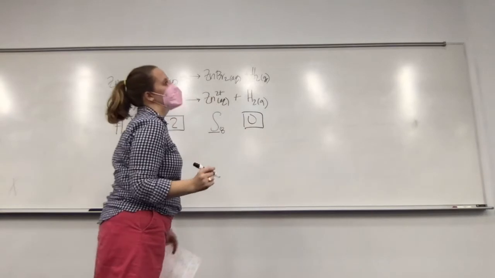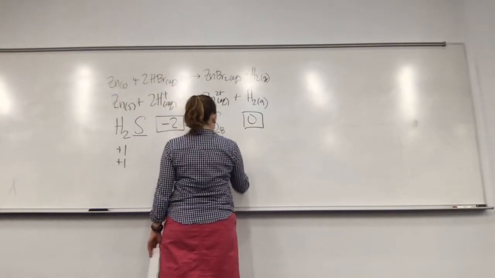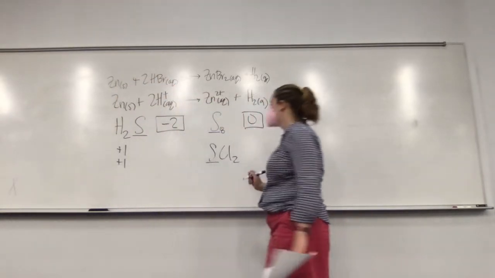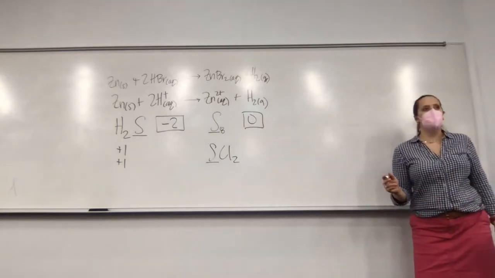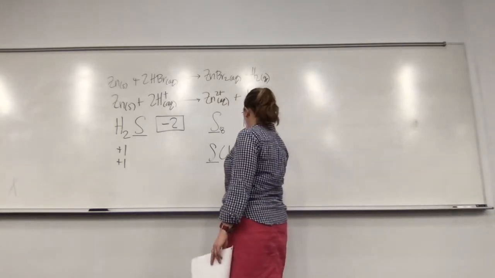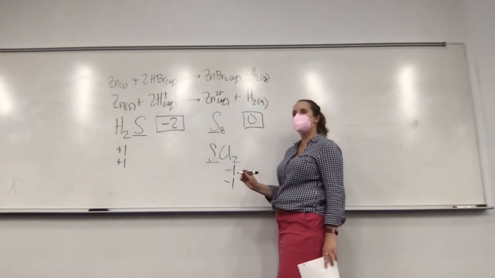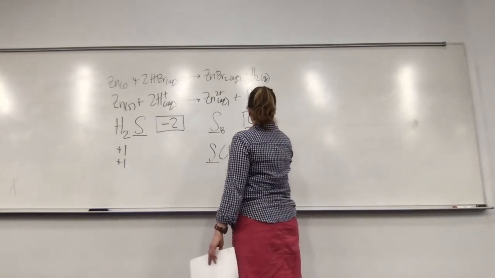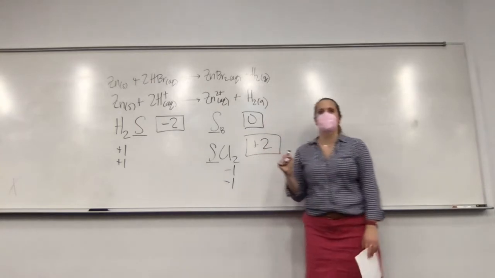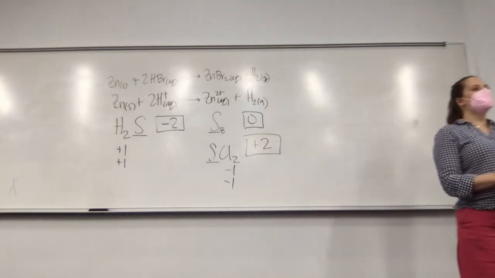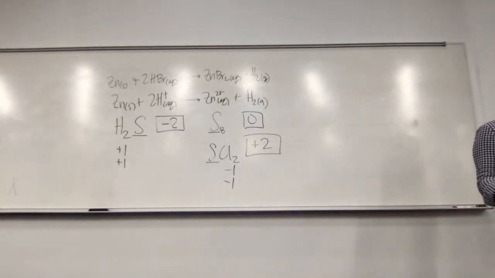So up next, we have SCl2. Chlorides are -1. -1, -1. So sulfur in this case should be +2. You just add up the charges and figure out what it is on the other side, so that they add up to either 0 or whatever the charge is. None of these have charges. Questions thus far?